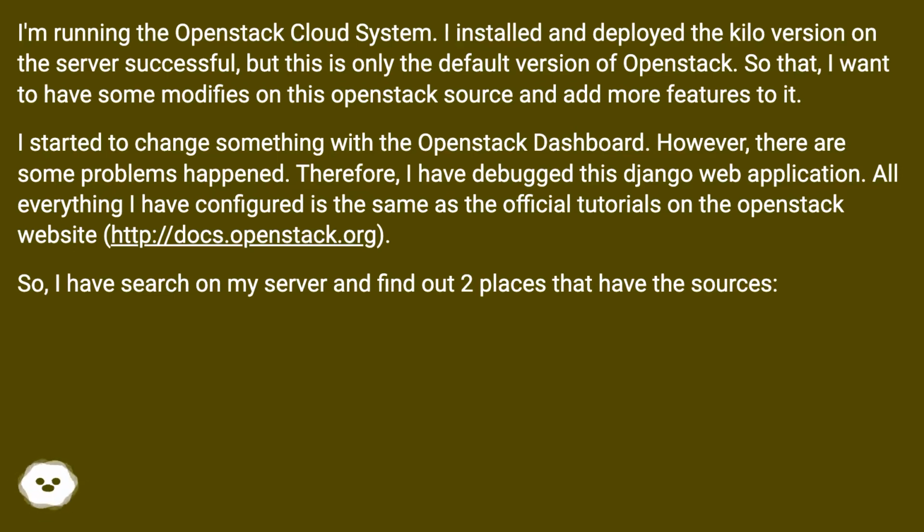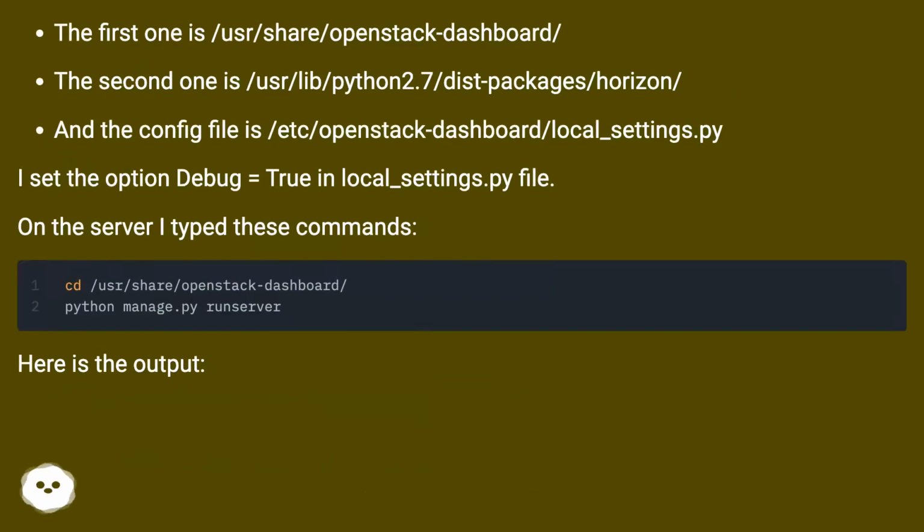Therefore, I have tried to debug this Django web application. Everything I have configured is the same as the official tutorials on the OpenStack website, this URL. So I searched on my server and found two places that have the sources. The first one is this URL. The second one is this URL, and the config file is /etc/openstack-dashboard/local_settings.py. I set the option DEBUG = True in the local_settings.py file.